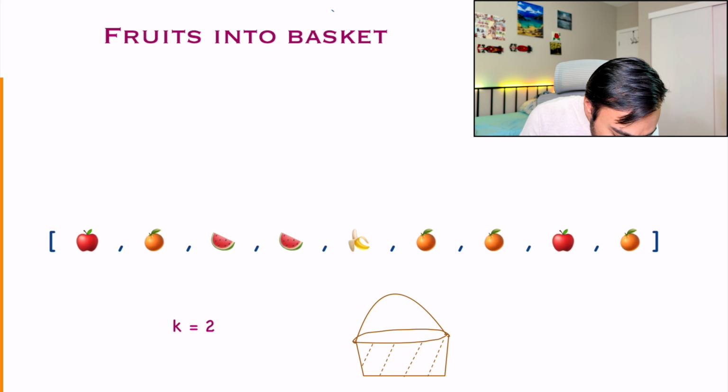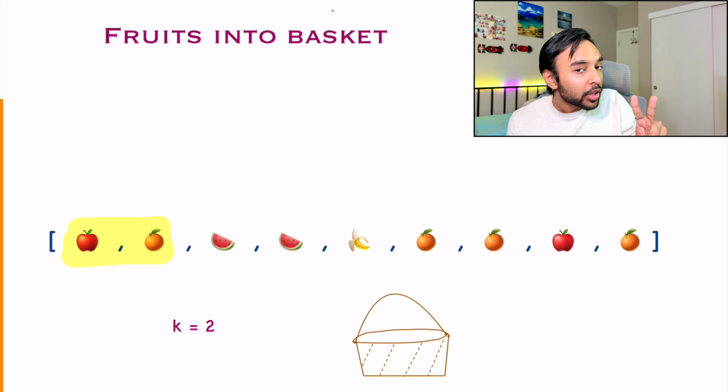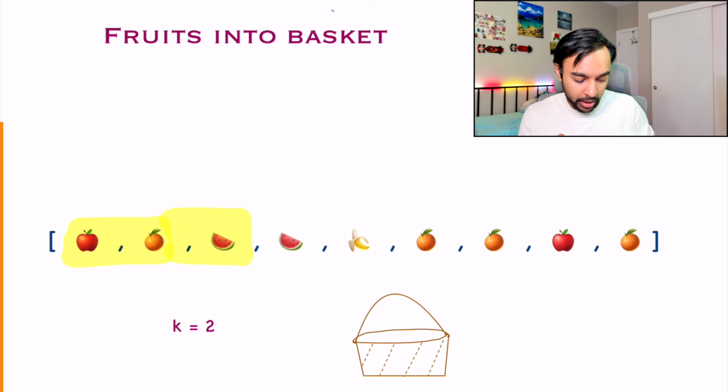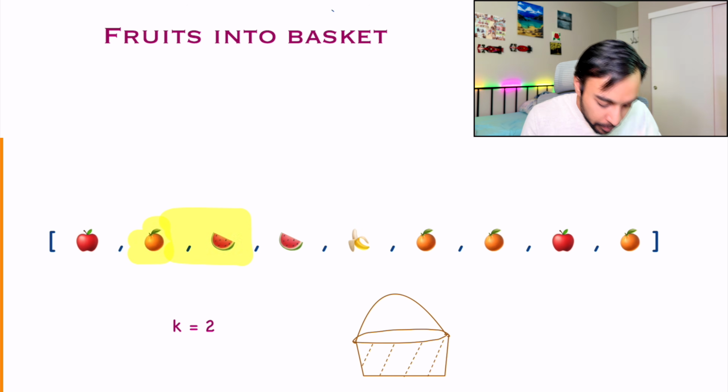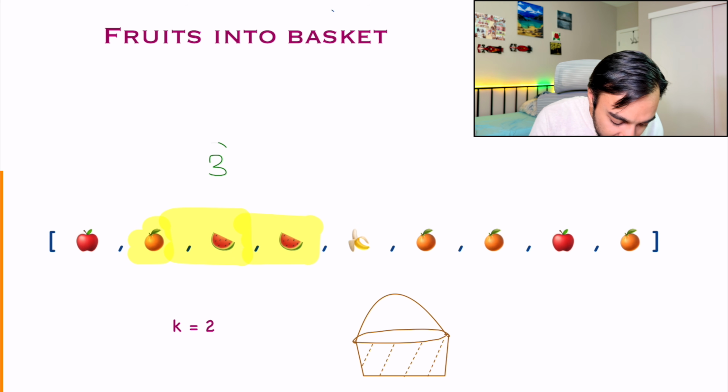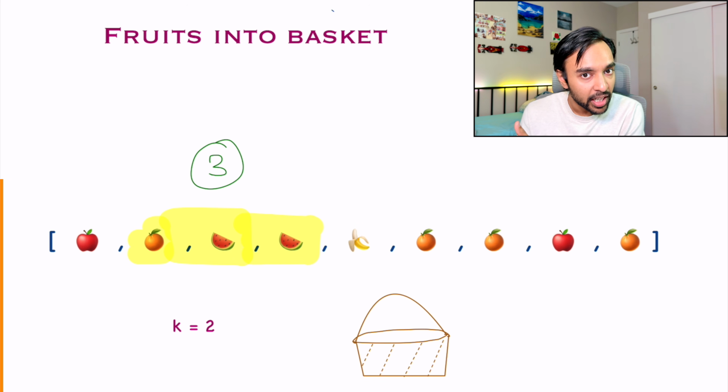What do you do? You start picking up fruits. You pick up an apple and then you pick up an orange. You found two types of fruits. That's it. And that's good. So you record it. Now you try to pick a watermelon. You cannot have three types. So you will want to reduce your window. This is perfect. Now try to add more fruits. Can you add a watermelon? Yes. So now you are able to add three fruits. So that is a bigger number.